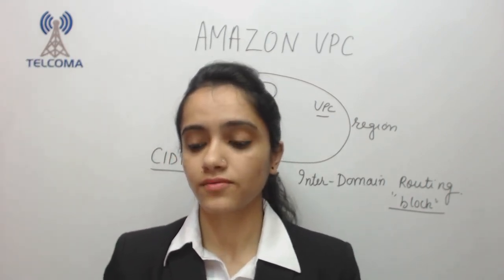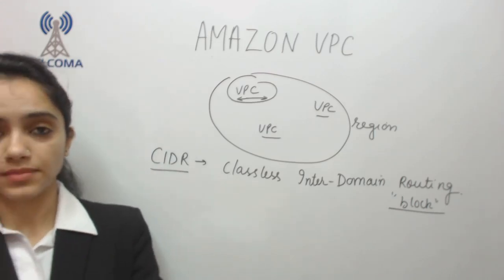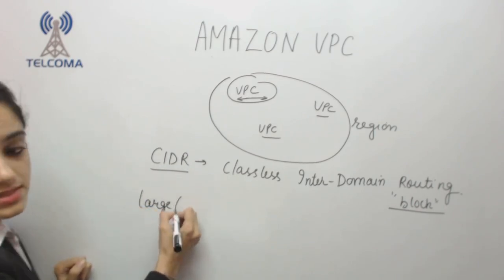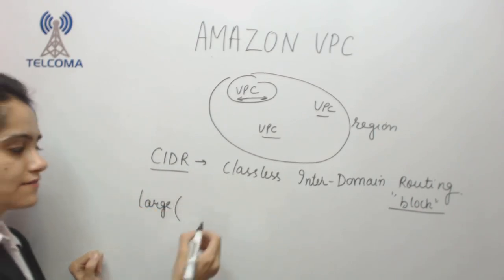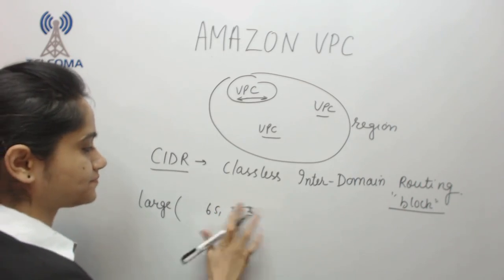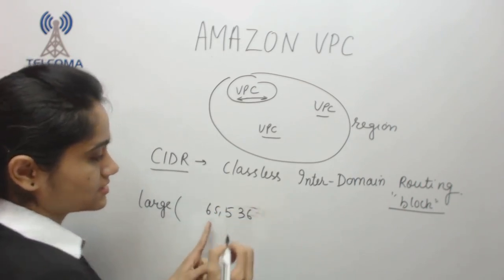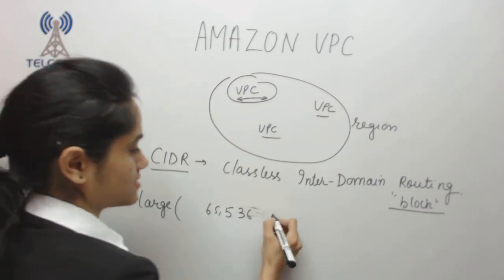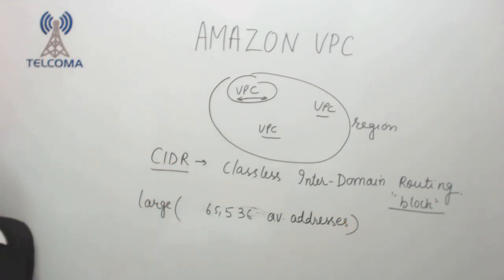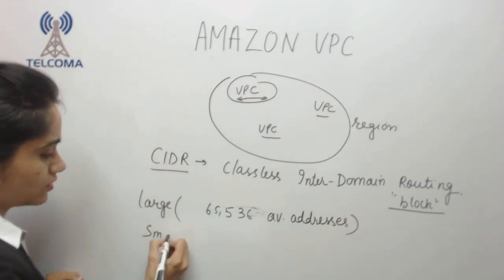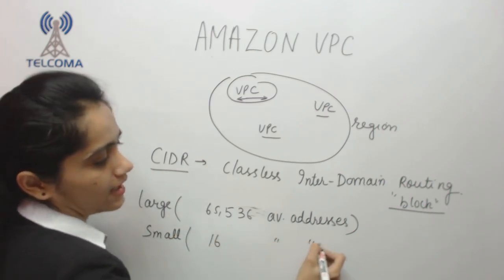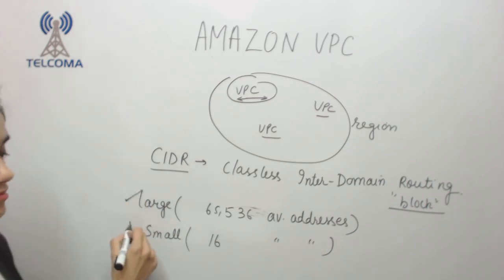Now, what is the Amazon VPC address range? It may be large or small. If it is large, we can have 65,536 available addresses. And if we talk about small, we have 16 available addresses. So it could be large or it could be small.